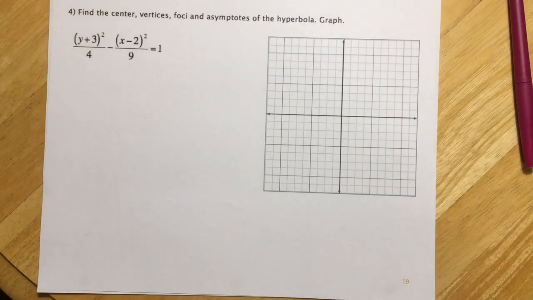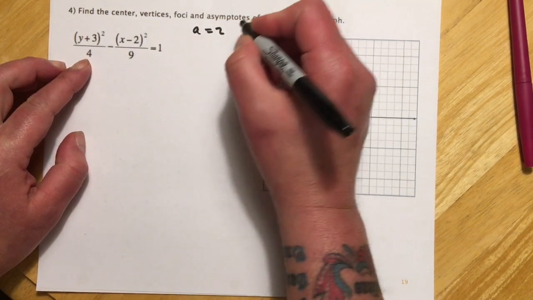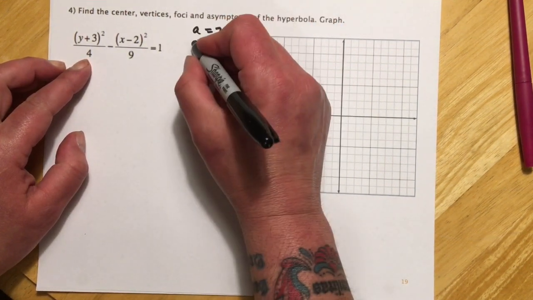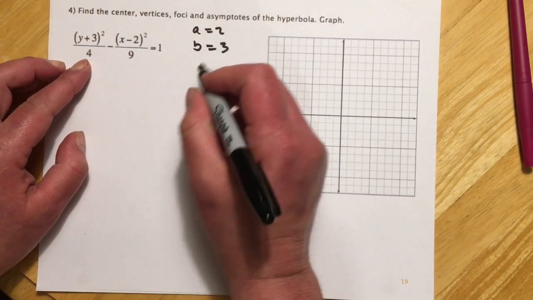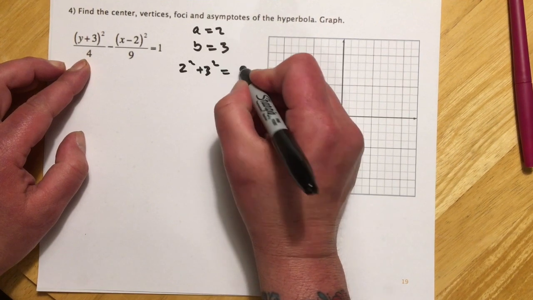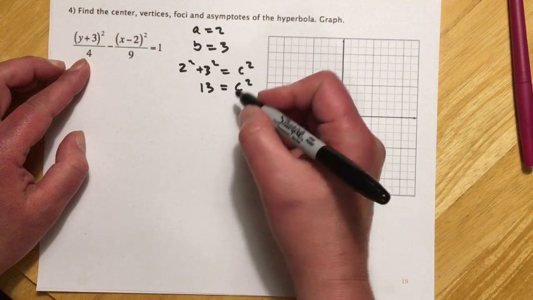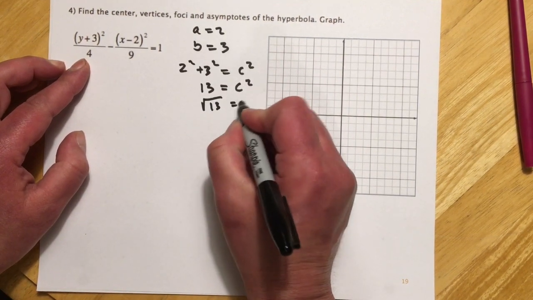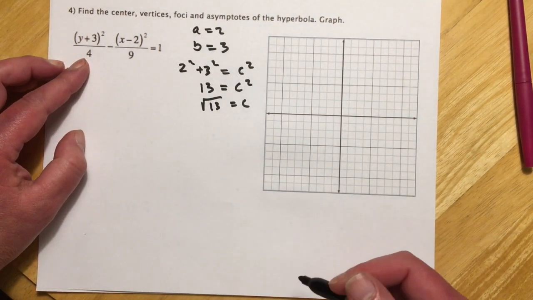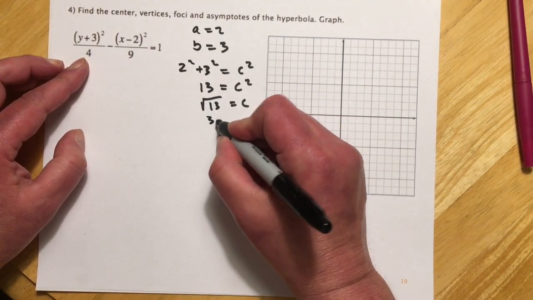Okay, so for this one, now we're given the equation and asked to find the stuff. And so, since this is 4, a will be 2, and this is b, so b will be 3. It's actually b squared, sorry. So then 2 squared plus 3 squared equals c squared, so that'll be 4 and 9. 13 equals c squared, or root 13 equals c. And that would be about 3.6 for graphing.